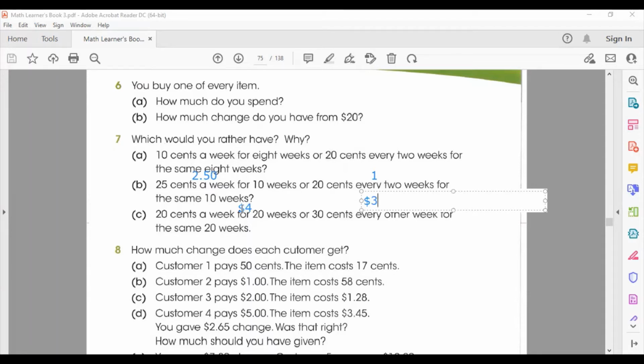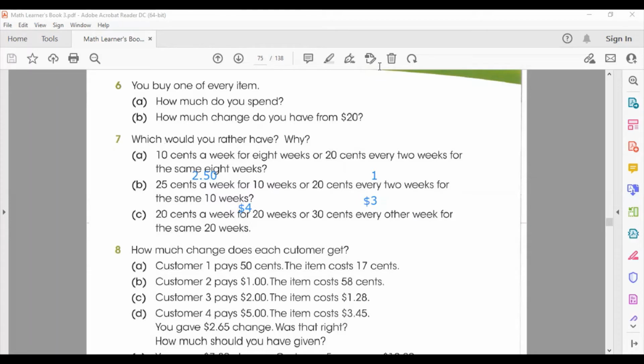So this one $4 and this one $3 for the same 20 weeks. So what do you think? $1 more, or you can say if you're talking about per week, 20 more cent. 20 cent will give more. Here 25 cent will give more, and here the same.